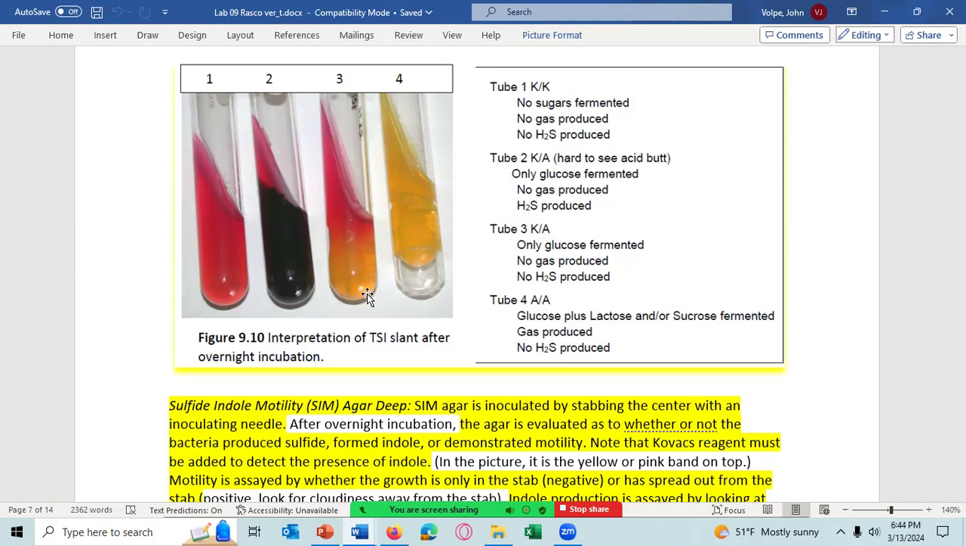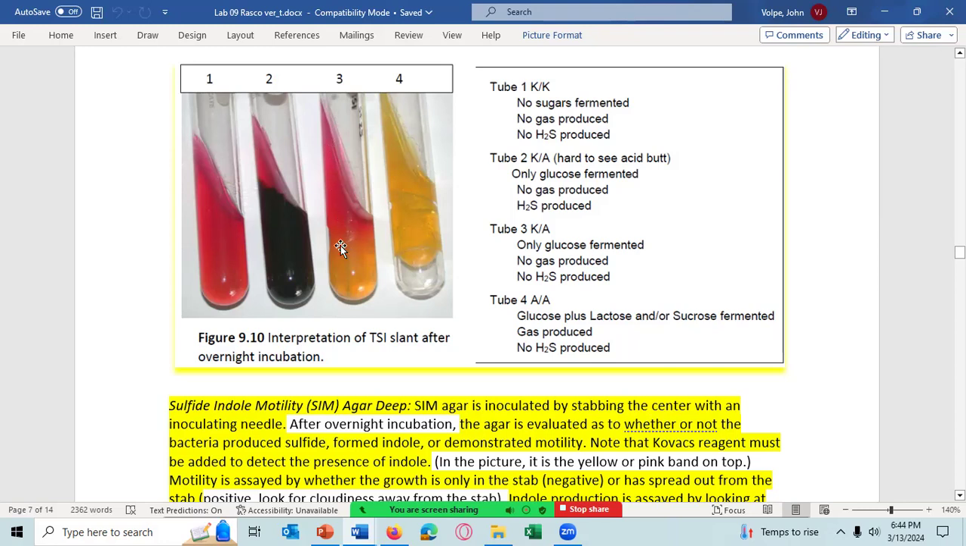Now, in the case of glucose only being fermented, the slant will turn red or pink because the glucose is at low amounts in the tube. Aerobically, the glucose will be metabolized quickly and the growth will happen quickly. Anaerobically, the sugar will be metabolized slower and the growth will be slower. So if it's yellow on the bottom and red or pink on the slant, only the sugar glucose is metabolized.